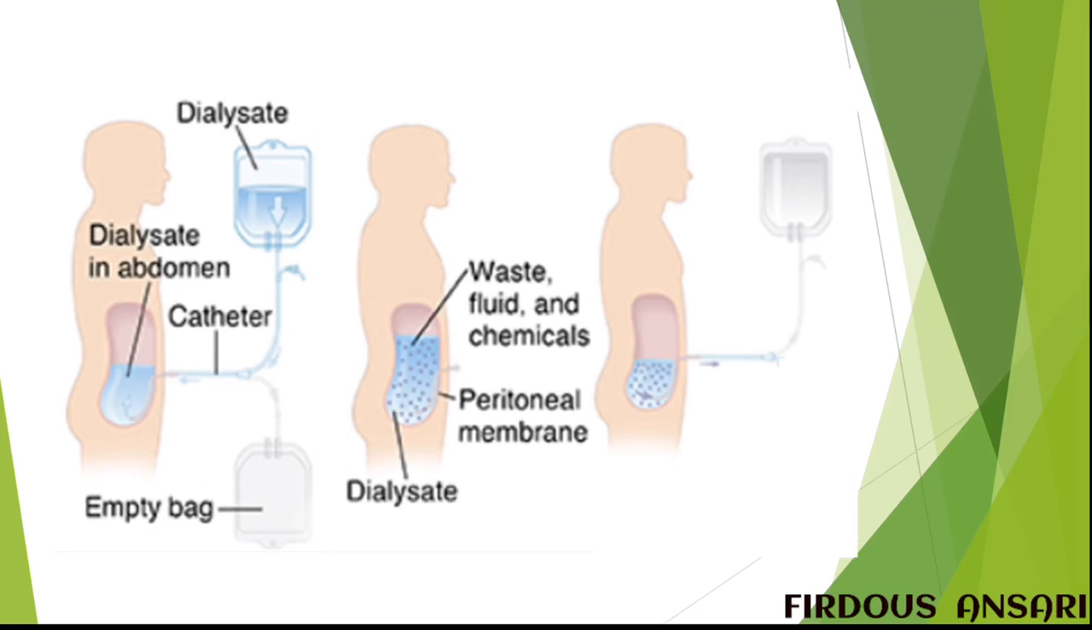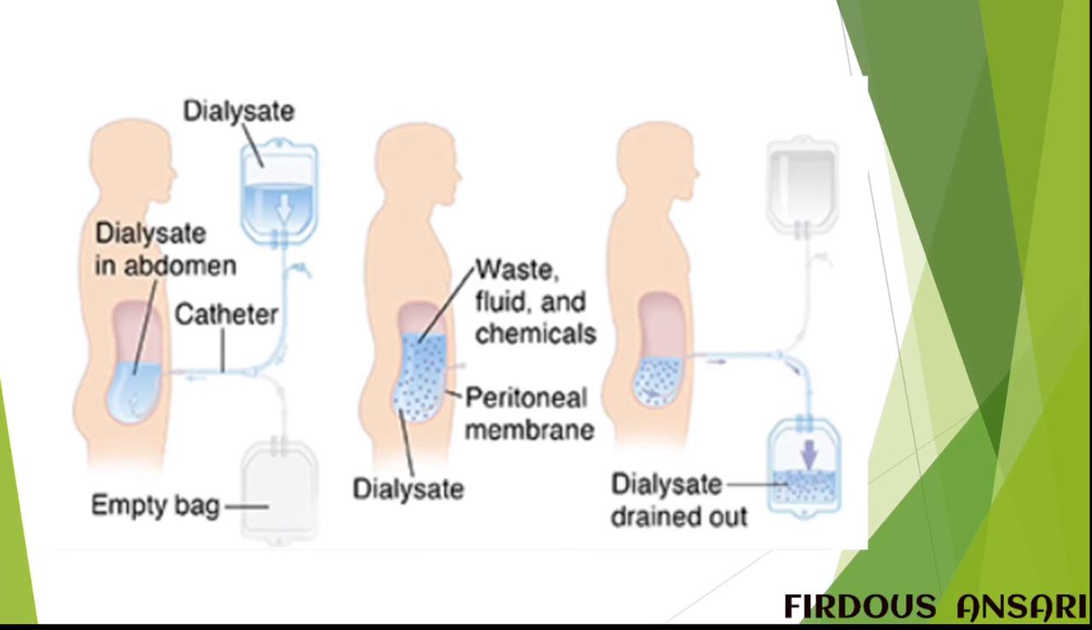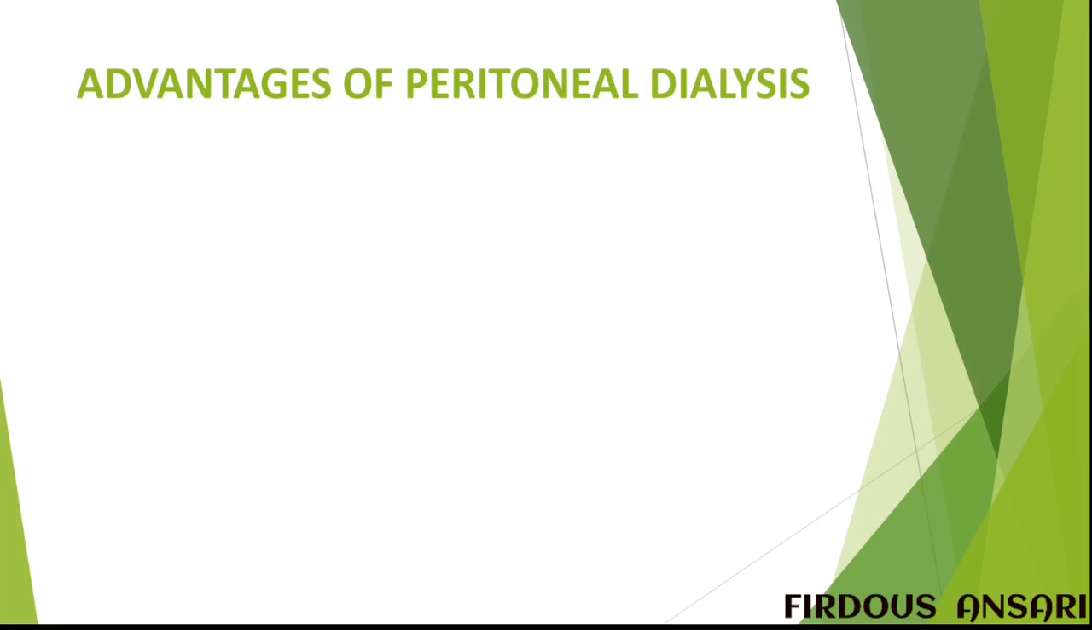The catheter is sealed and the patient is able to continue in the ambulatory mode. Every 4 to 6 hours, the fluid is emptied from the peritoneal cavity and replaced with fresh dialysis fluid. This technique uses about 2 liters of dialysis fluid, and it does not require a dialysis machine and can be performed at home also. Next, we'll check out some of the advantages of peritoneal dialysis.